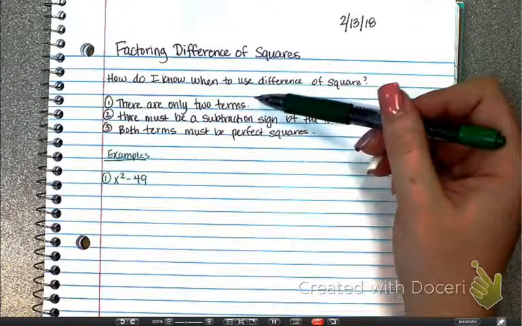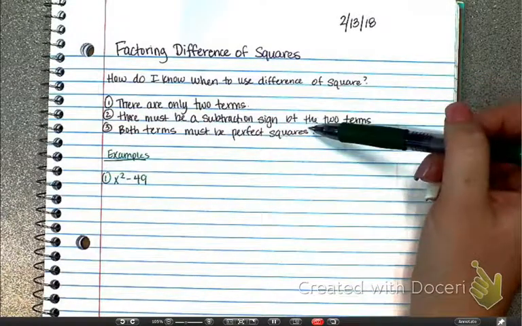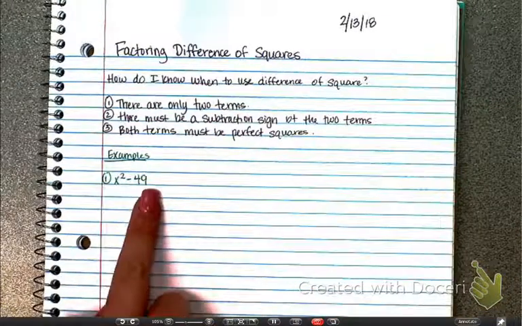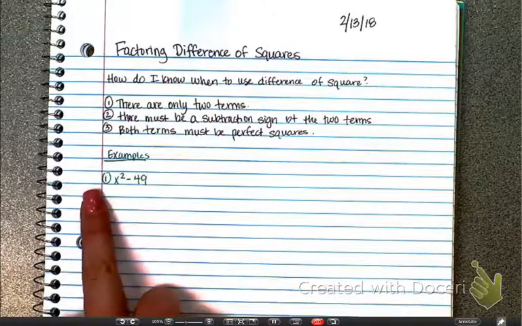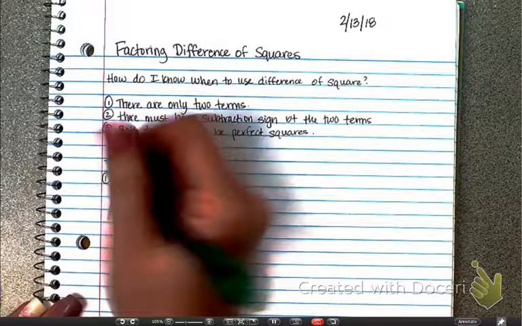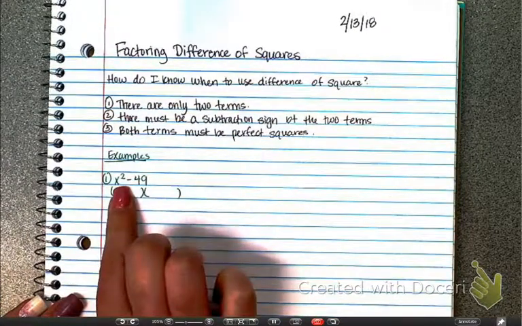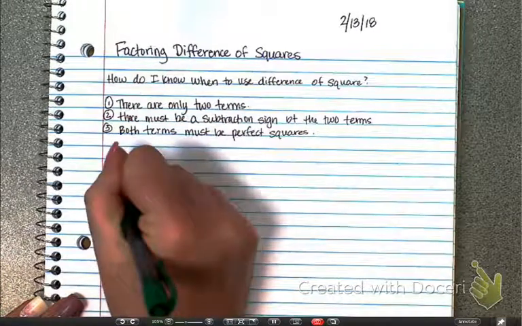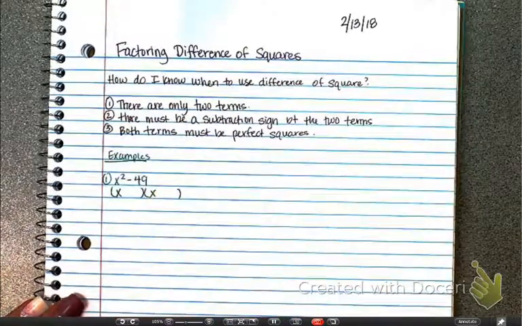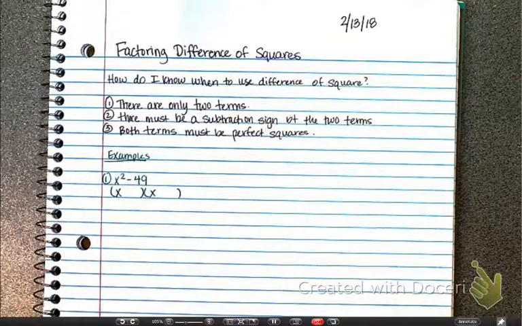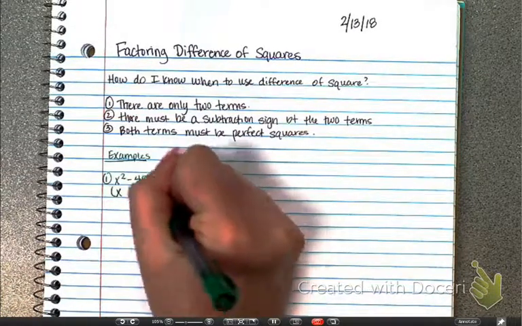Are there only two terms? Yes. Is there a subtraction sign between those two terms? Yes. Are each of these perfect squares? Yes. Okay, so your answer. The square root of x squared is just x, right? X times x is x squared, so we're going to put x in the front of both of those. And what's the square root of 49? 7. One's plus, one's minus.